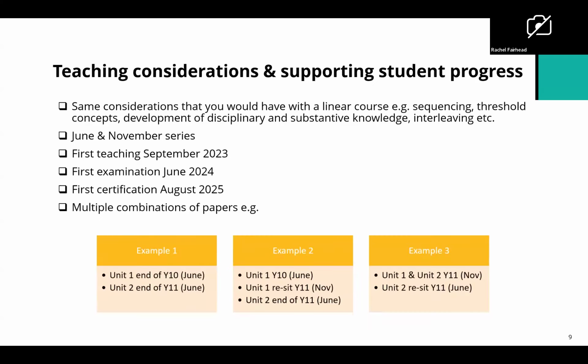There's multiple combinations of papers, etc. So you've got some examples there. Unit 1, end of year 10, June. Unit 2, end of year 11. But you've also got Unit 1 in June, resits in November, and end of year 11, June as well. So you've got those built-in resit opportunities that can take place as well. So you could, if you wanted, still do two exams in the summer, but one could be a resit, for example.